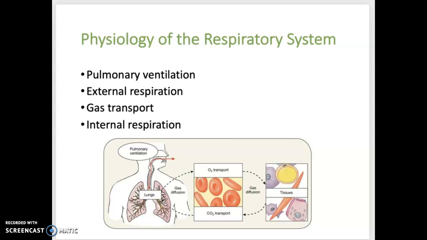External respiration is the exchange of oxygen and carbon dioxide between the air within the alveoli and the blood that's flowing through the pulmonary capillaries. These are the small blood vessels in your lungs. We also have gas transport. This is when the blood transports carbon dioxide to the lungs and oxygen away from the lungs and into all of your body cells. And lastly, internal respiration is the exchange of oxygen and carbon dioxide between the blood in the systemic capillaries and your body cells. The systemic capillaries are all of the small blood vessels that are in close proximity to all of your body's cells and tissues.